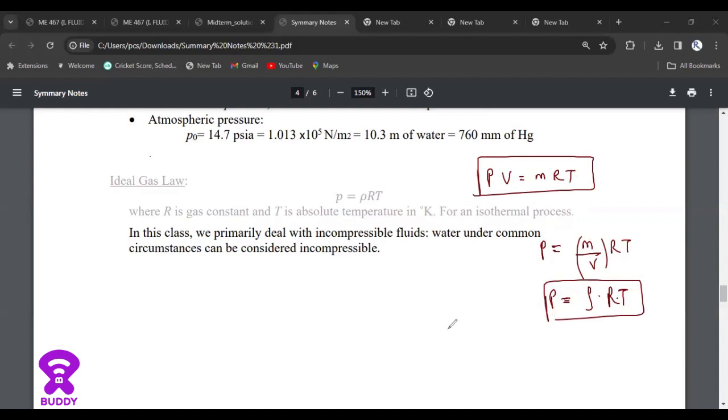Where P is absolute pressure. I told you we have three types of pressure. One is atmospheric pressure. Second is gauge pressure. Third is the absolute pressure, right? So what is the P? P is the absolute pressure.